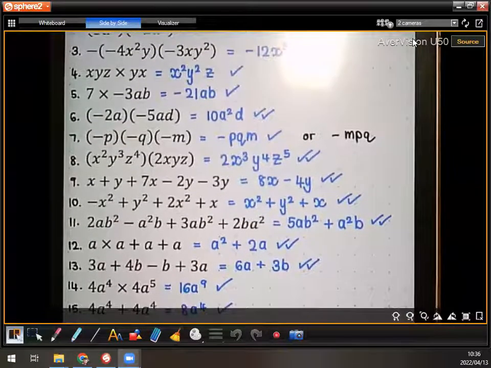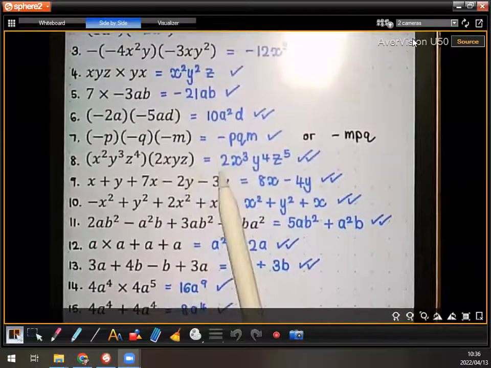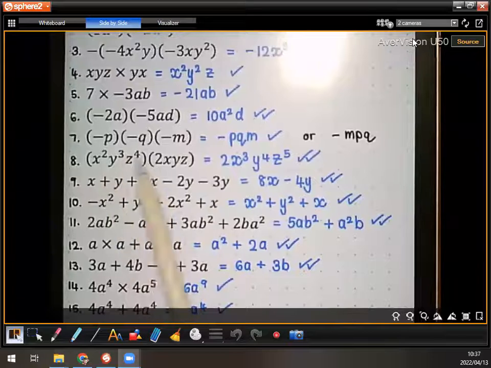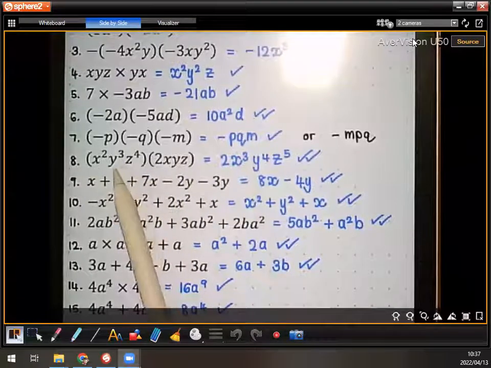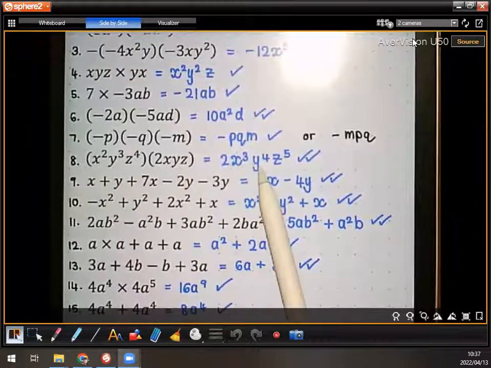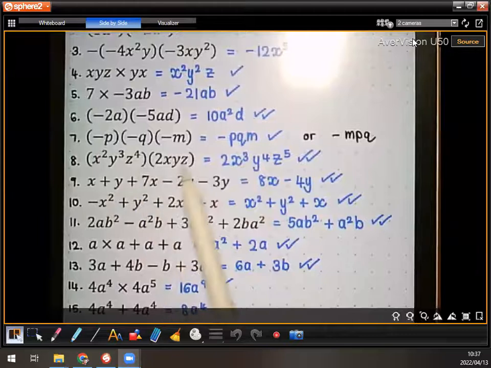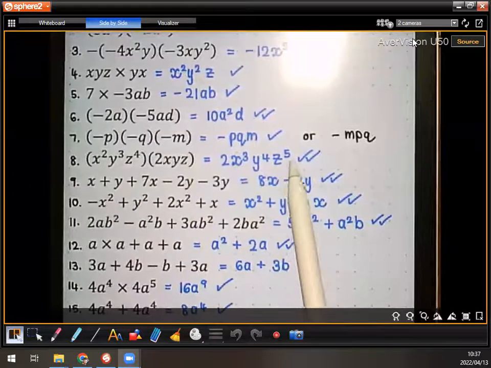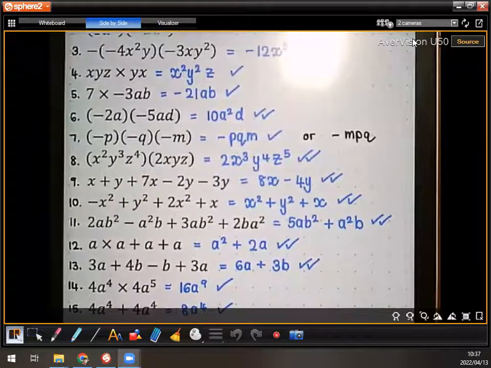Then for the next one, 2 goes there in front, and then you have x squared times x, which is x cubed, y to the 3 times y, which is y to the 4, z to the 4 times z, which is z to the 5.